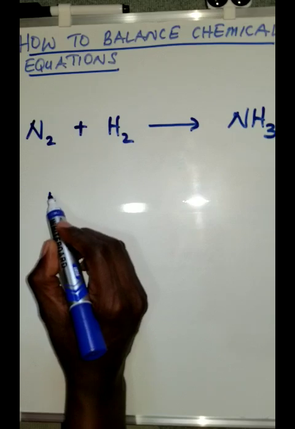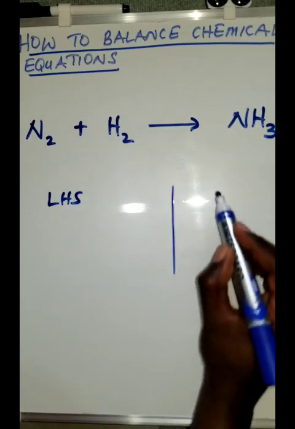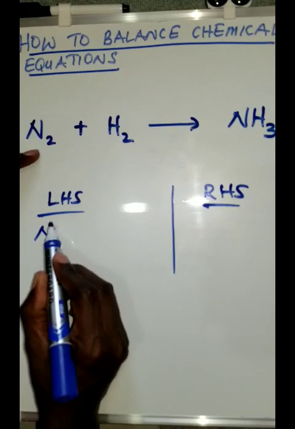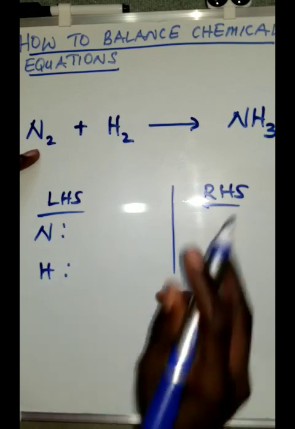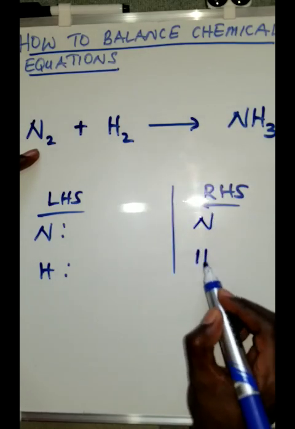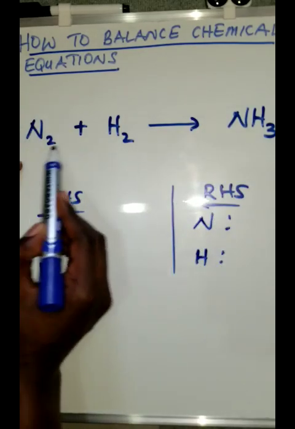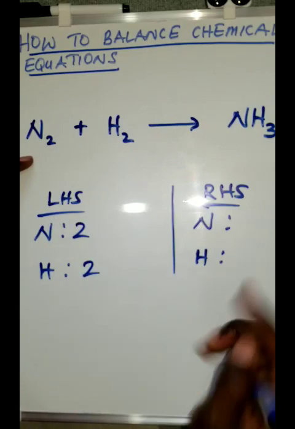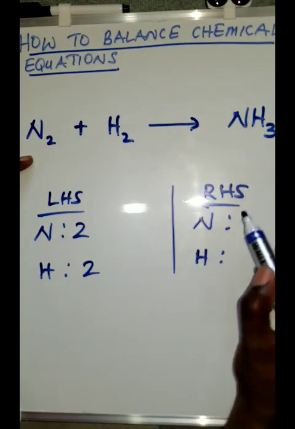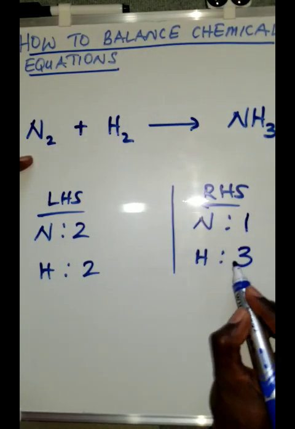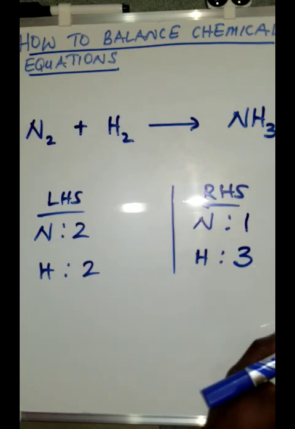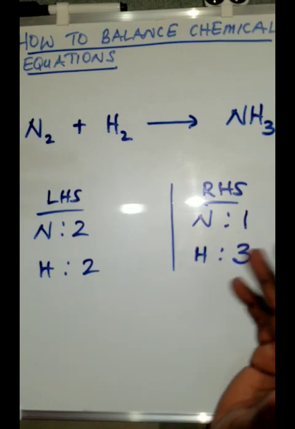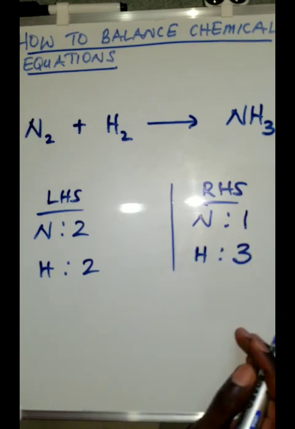So let's look at what we have on the left-hand side, and the number of atoms on the right-hand side. In this case, I've got nitrogen, I also have hydrogen. It simply means I also have nitrogen and hydrogen on the other side. So how many atoms of nitrogen do you have? It is only 2. What about hydrogen? It is only 2. What about on the right-hand side? Remember, there's only 1. What about hydrogen? You are right, it is actually 3. Please, you can pause the video and try to work out this one. But let's of course see how we can try to balance that one.